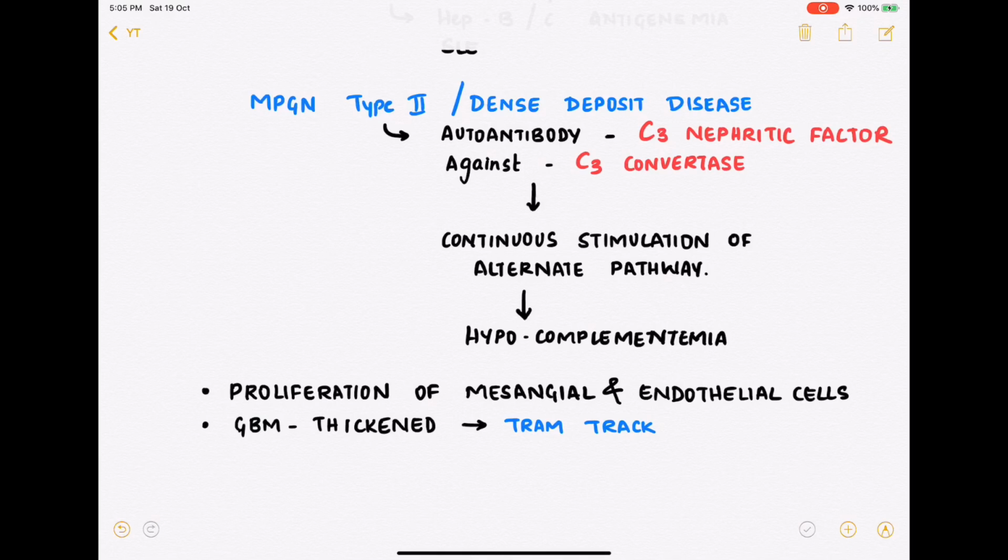Microscopically, it is characterized by the presence of proliferation of mesangial and endothelial cells, and the basement membrane is thickened, and there is a double contour which gives it a tram track appearance. And this double contour is because of splitting of the basement membrane, and this splitting is due to extension of the processes of mesangial and inflammatory cells, and also deposition of the mesangial matrix.